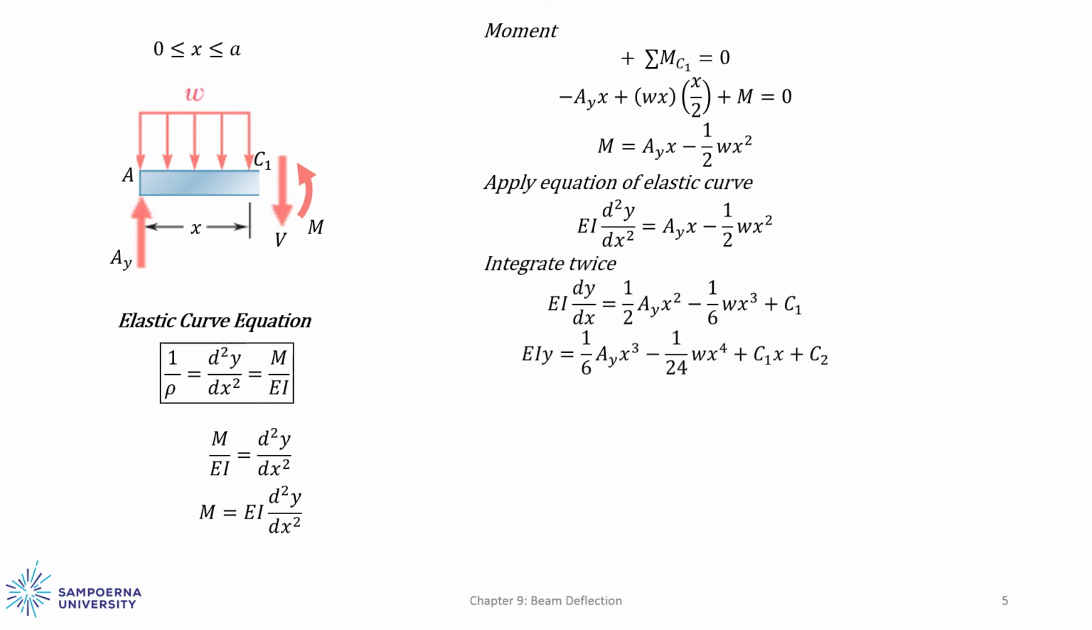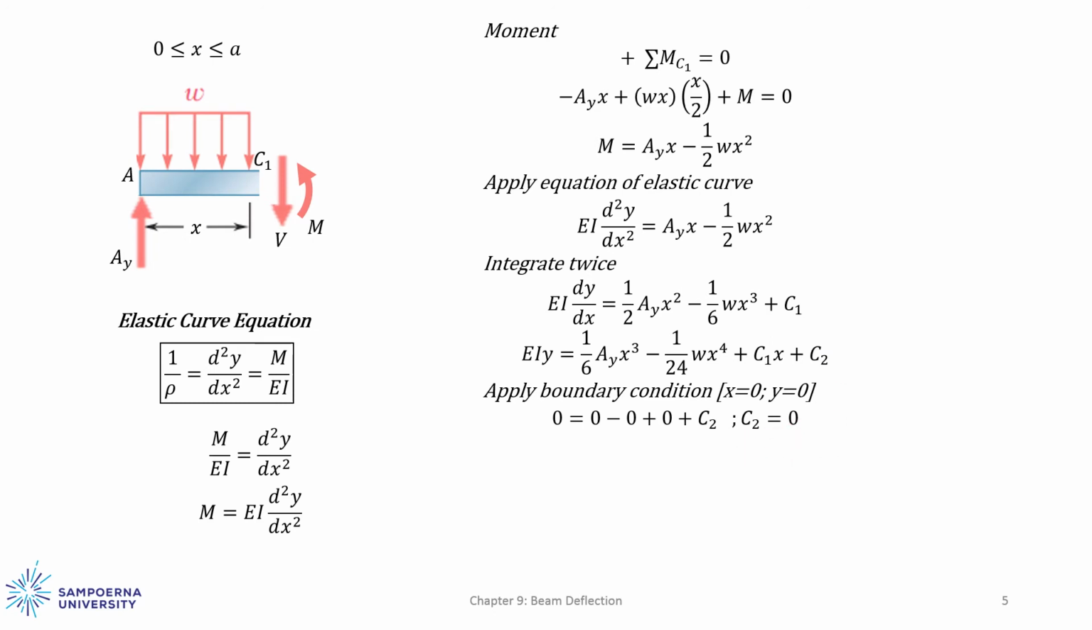So we have the equation now in the form of dy over dx equal and y equal. Don't forget, because we are doing integration, we have a constant. Because we integrate it twice, we have two constants. To find the value of these constants, we need to apply the boundary condition. For this section, the boundary condition is at A, where x is 0 and y is also 0. Applying this value to the equation, we get C2 is 0.